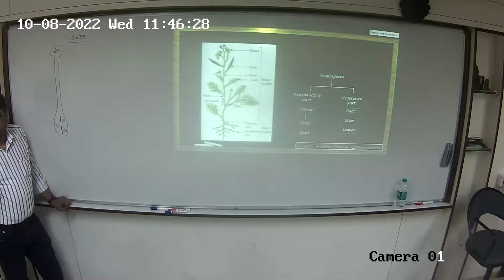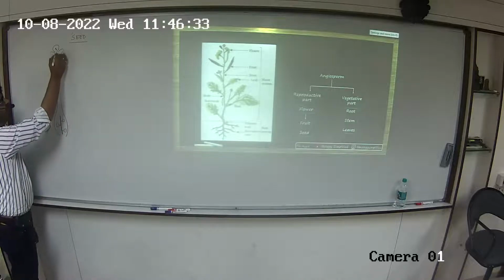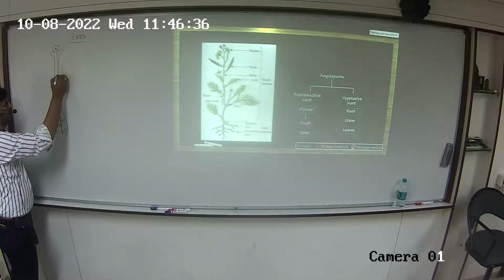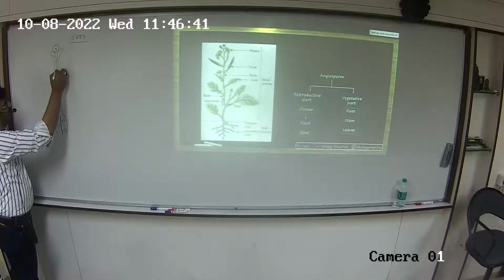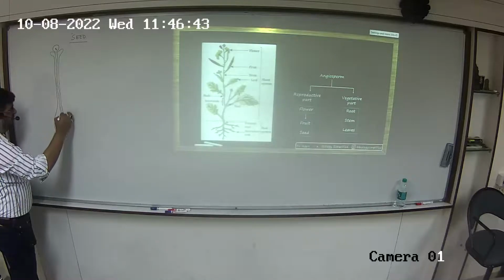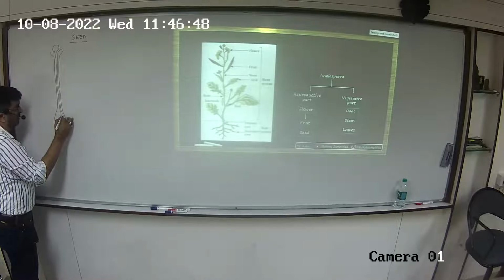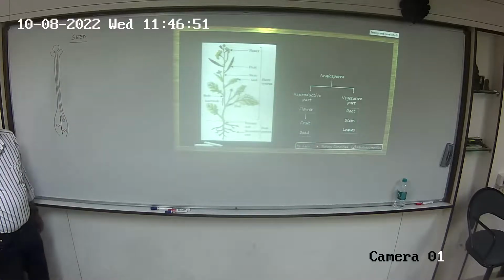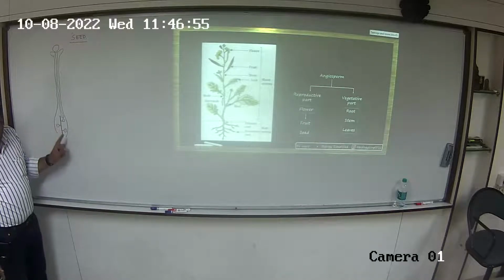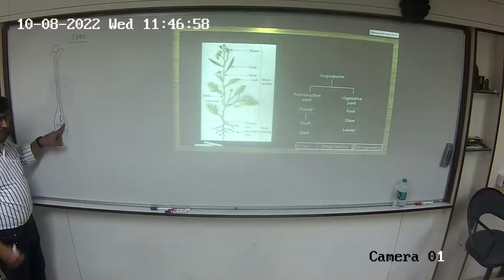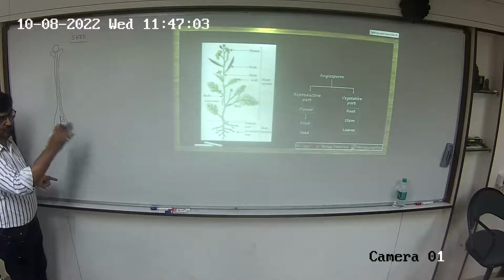Every pollen grain produces two male gametes. The pollen grain will give off a pollen tube. The pollen tube will travel in the style. And what is the function of the pollen tube? To carry these two male gametes to the ovule. And there fertilization will occur. So because of this fertilization, ovule will convert to seed and the full ovary will convert to fruit. This is the fertilization process.